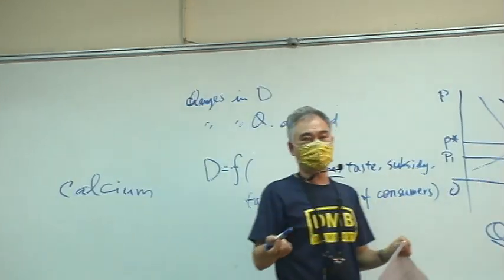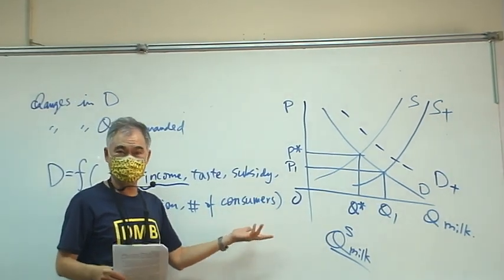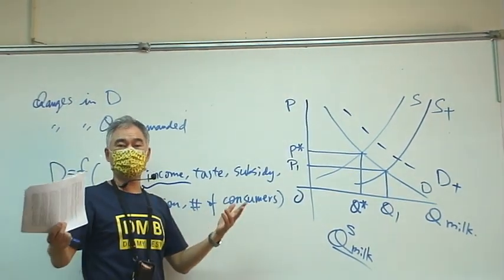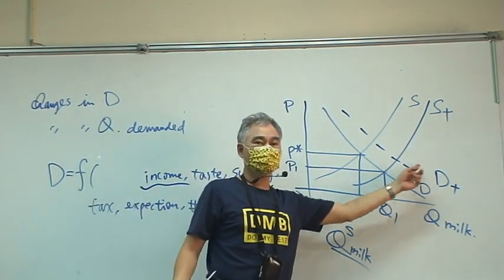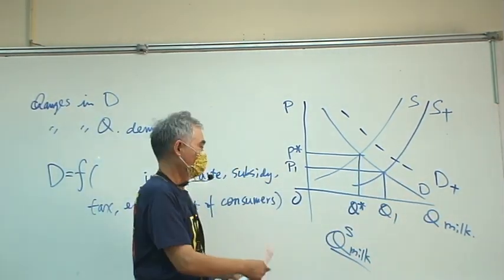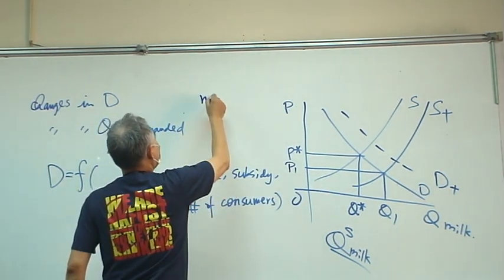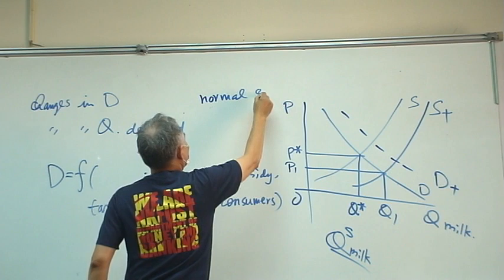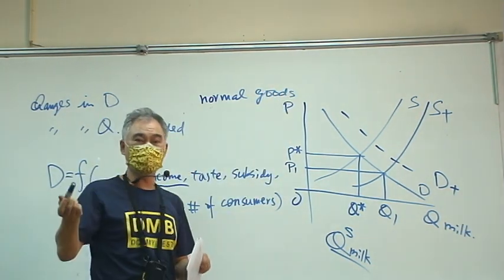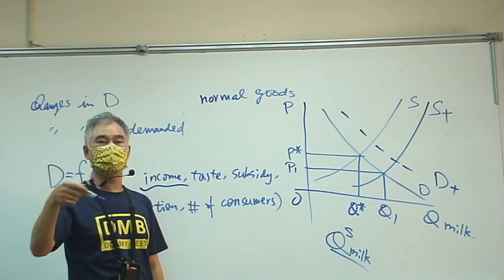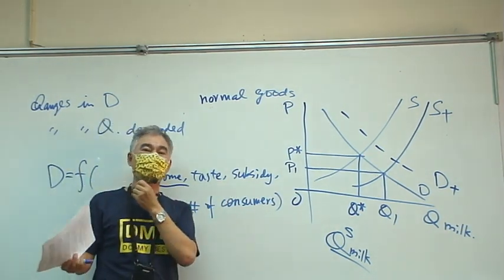If there's a report about the good health that milk can bring, and also we have growing income, right? Your income goes up, so what happened? You will buy it, okay? So this kind of good, we call it normal goods. When your income goes up, you buy more, okay? That is normal good. And this time we have an example about this.